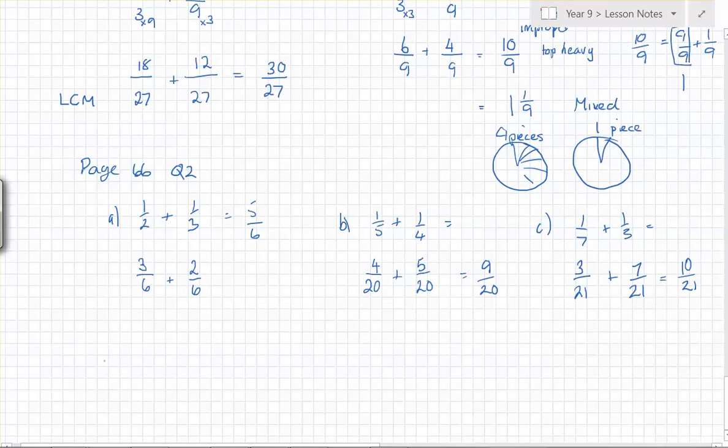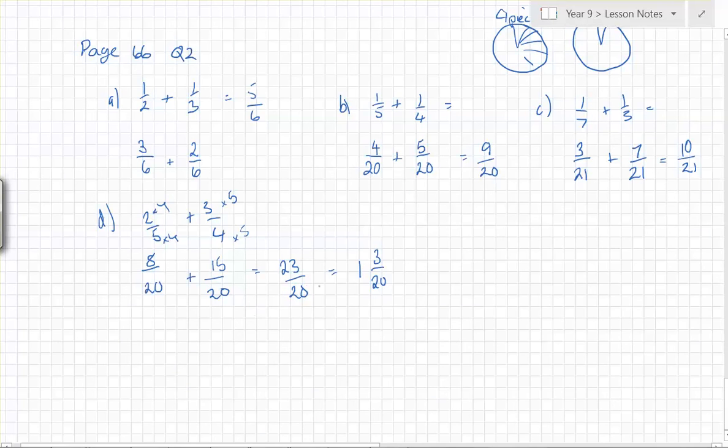Okay, and then D. Sophie? The lowest common multiple is 20. 2/5 plus 3/4. So 5 times 4 is 20. So 2 times 4 makes 8 over 20. And 5 times 3 is 15. So 15 plus 8 is 23 over 20. Which means it would be 1 whole cake and 3 pieces. 3 out of 20. So 1 and 3 twentieths. Okay. So that's in the mixed fraction form.